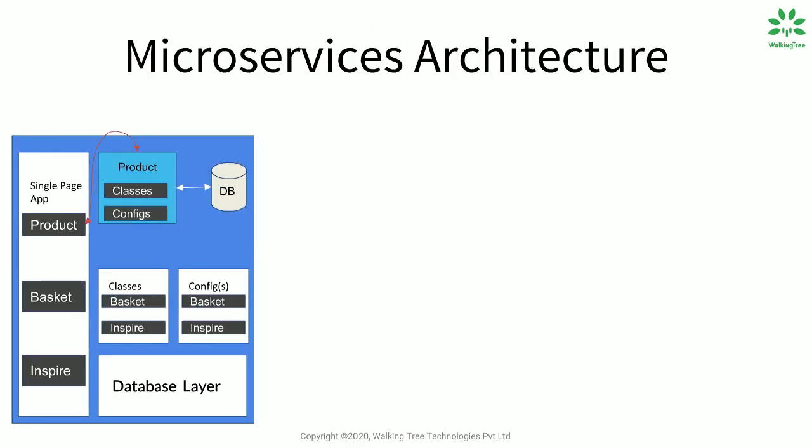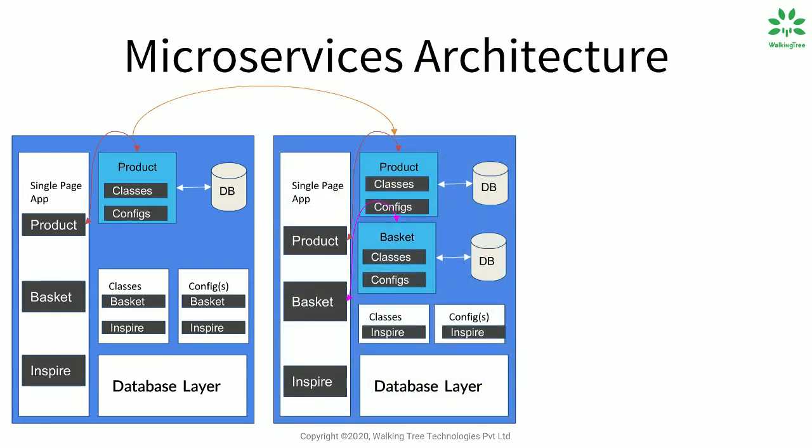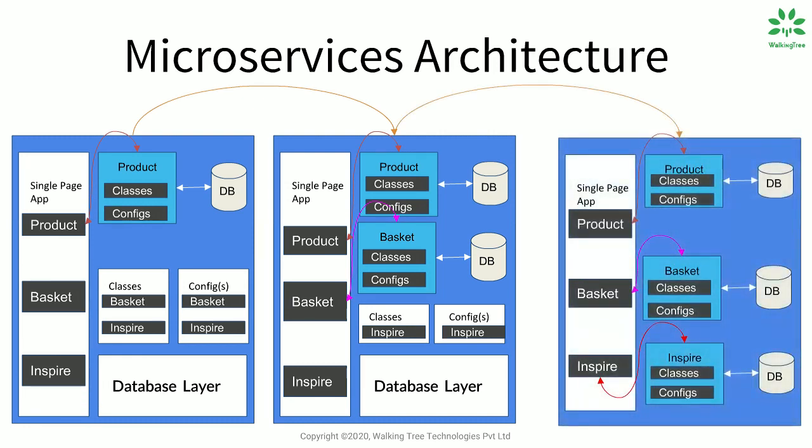Then comes the microservice architecture. People started taking out small components: let me build a separate microservice for product, a separate microservice for basket, and a separate microservice for Inspire. That's how microservices came into the picture, and a lot of products are now either on the path of migration to microservices, or already migrated.